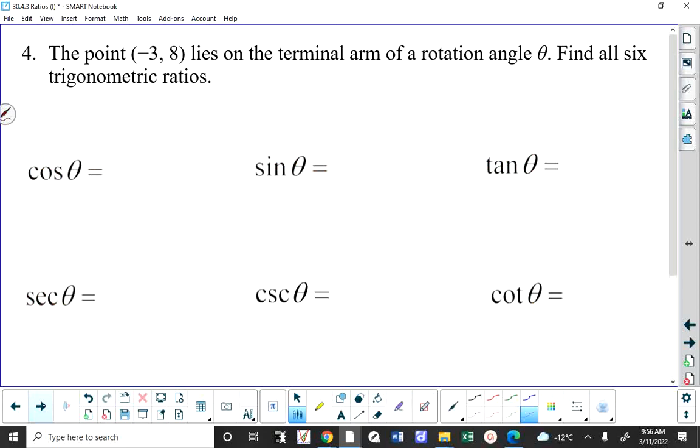Let's take a quick look before we get to number 4 about thinking about this. Is this point on the unit circle? I mean, there's no way. The unit circle has x coordinates that go from negative 1 to 1. We've got an x coordinate of negative 3. Nowhere close to being on the unit circle. So that means cosine is not x, it's x over r, right? And sine is not y, it's y over r. Tan is just y over x. We flip all of these over for the corresponding reciprocal ratios.